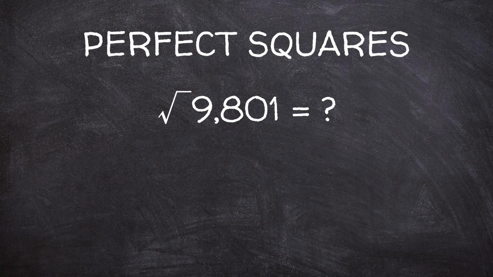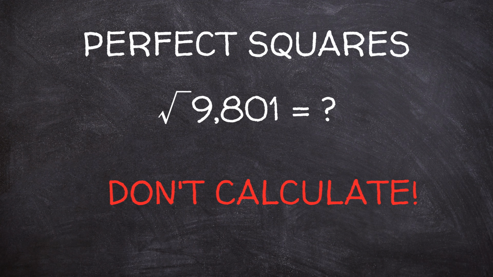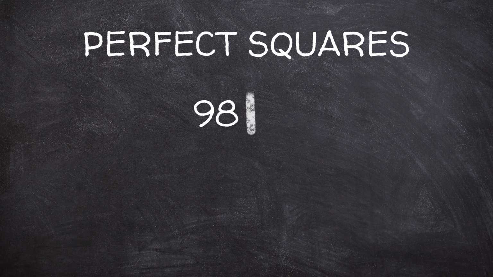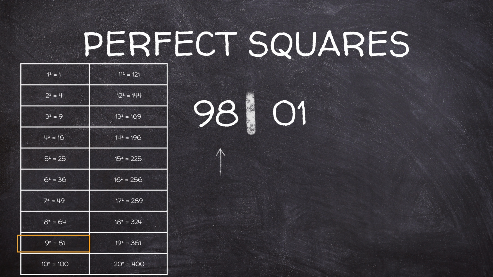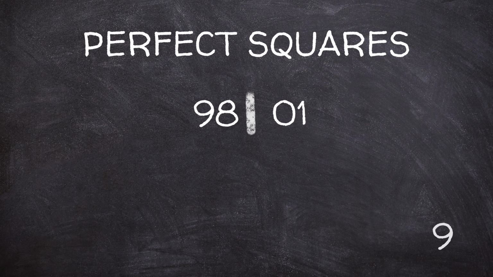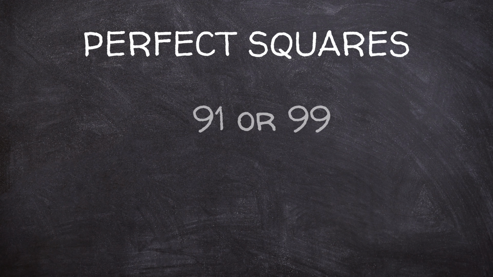Let's do another one. Square root of 9801. Don't calculate it yet. First split it, 98 and 01. Now let's find the first digit of the answer. Look at 98. From our square reference, 9 is the largest number whose square is below 98. So the first digit is 9. Now look at the last two digits. The number ends in 01. So the root will end in either 1 or 9. This gives us two possibilities, 91 or 99.